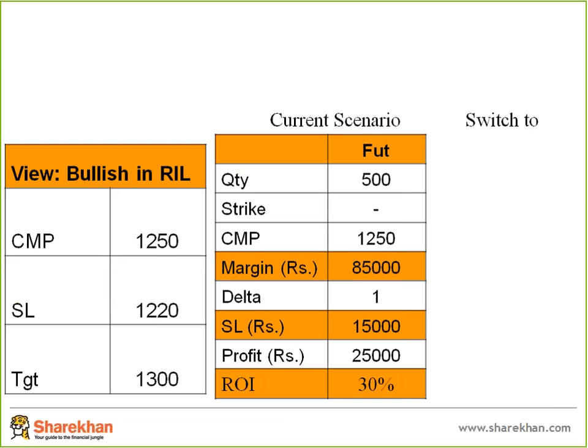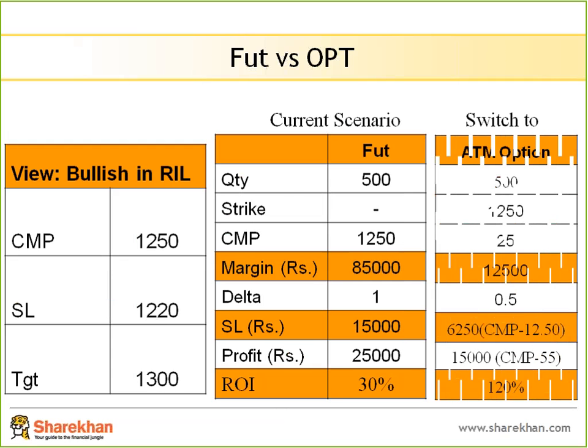Now this is one example of trading in futures and also in options. This is an example of Reliance Industries. Suppose the quantity of Reliance Industries was around 500. At the current market price, if you buy one lot of futures at 1250, your margin would be blocked at 85,000 rupees. Also, suppose you have a view on Reliance Industries that it will go till 1300. I took this example a few days before. It already touched it.